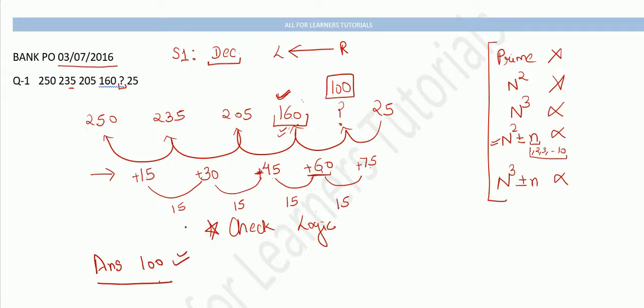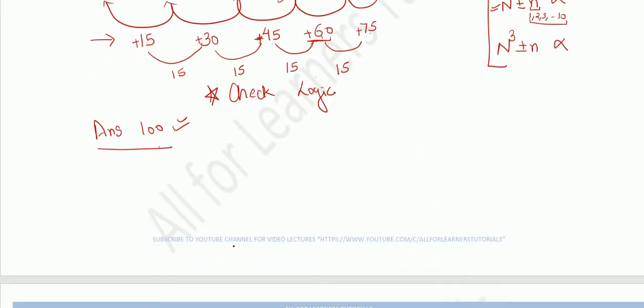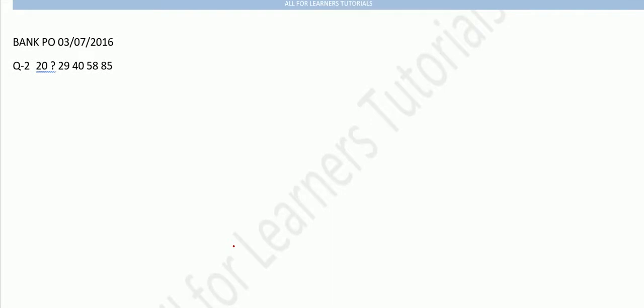Okay, now let's move to the next question. I said we will cover all questions which have been asked in this paper, 3rd July 2016. Next question is 20, x, 29, 40, 58, 85. You have to find this missing term. Okay, just write the series now.